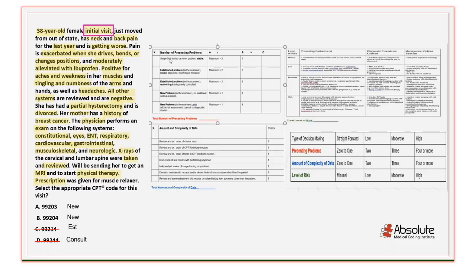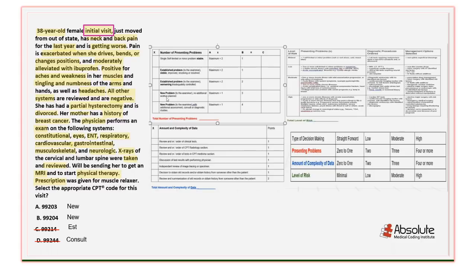Okay, so we need to figure out, is this a single self-limited or minor problem stable? Is this an established problem to the examiner stable? Is it an established problem to the examiner worsening? Is it a new problem to the examiner with no additional work-up planned? Or is it a new problem to the examiner with additional assessment, consult, or diagnostic studies? Okay, so first of all, I know that this is not an established problem because this is a new patient, okay? So this would be a new problem to this examiner.